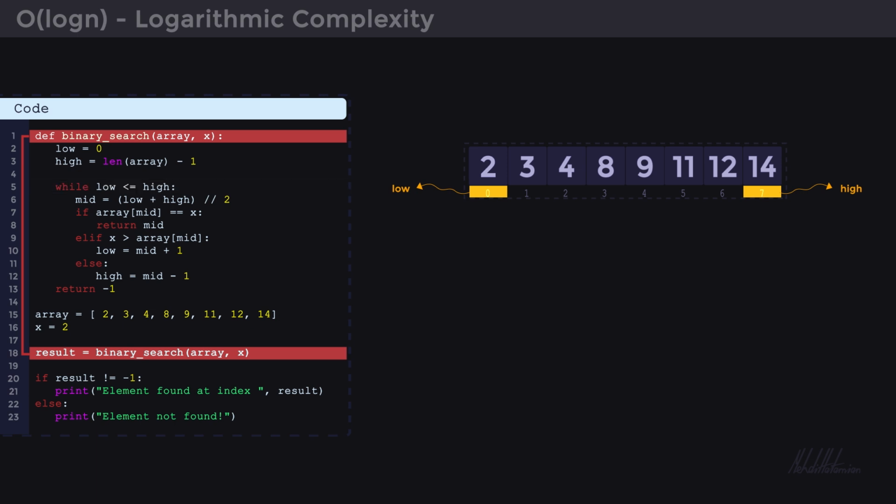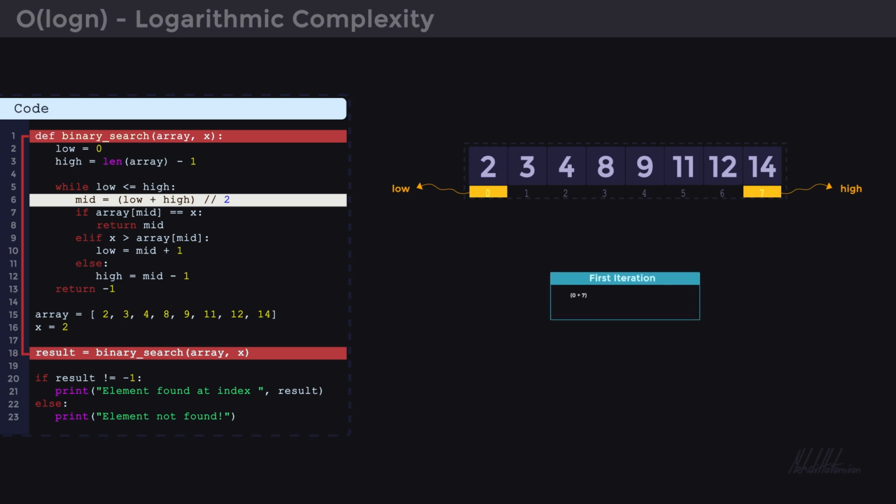Inside the loop and in each iteration, the index of the middle element is calculated as mid. Therefore, here, the index of the middle element is calculated by adding low and high and then dividing it by 2. Here, low is equal to 0 and high is equal to 7. Therefore, the middle element is located at index 3.